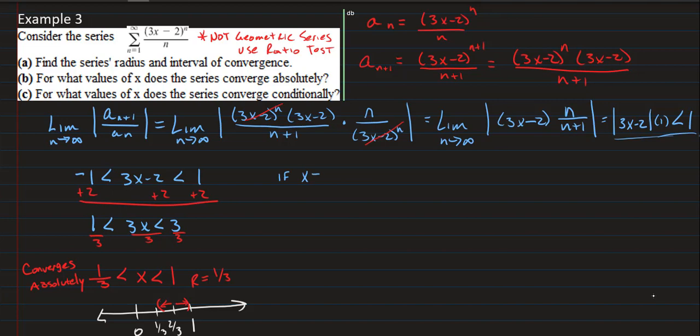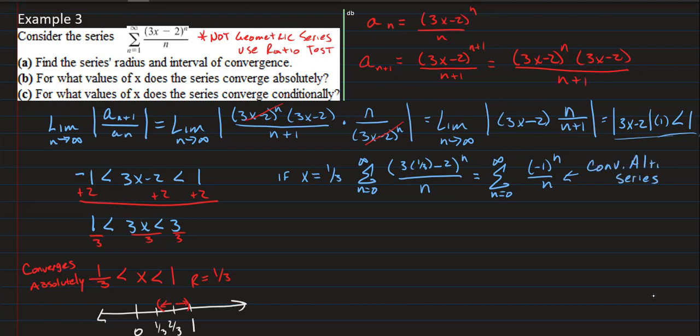So if x is equal to 1/3, our series becomes, we're just going to plug in 1/3 in place of x in our series. So this series becomes the series n equals 0 to infinity of (-1)^n over n. And what do we know about this series? We worked with it about a week ago. So this is a convergent alternating series. That means that our series converges conditionally at x equals 1/3.